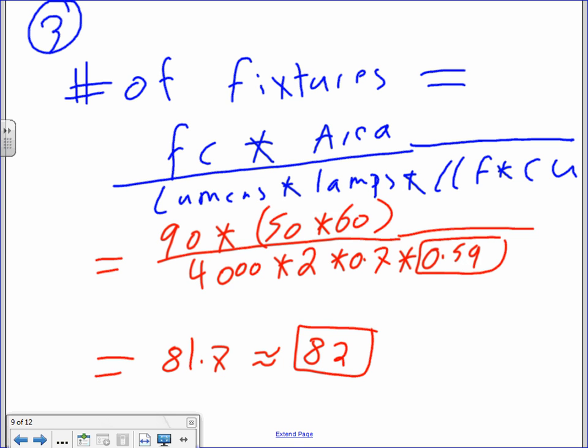Any comments, guys? Any questions? The only mistake that you could make is calculation mistake. Have your formula handy. Plug them in. Not a big deal.